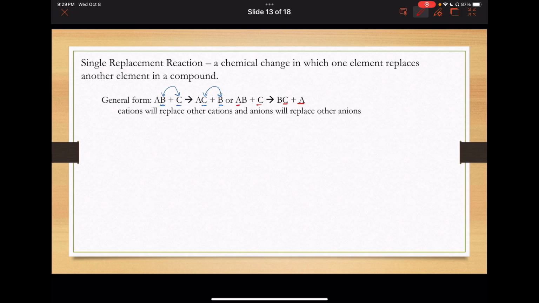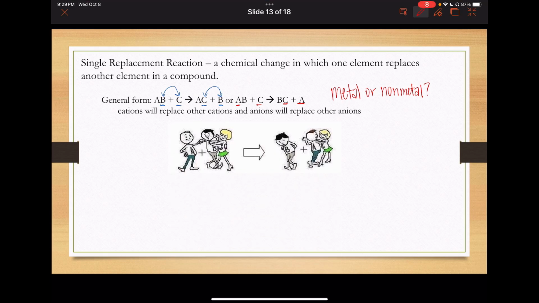This is not a good representation of it, but pretty much the way that you determine what's going to switch with what is the element by itself. You need to determine whether it's a metal or a non-metal. So this is the question you need to ask yourself: is it a metal or a non-metal? If the element by itself is a metal, you're going to switch it with the thing that's in the front. If it's a non-metal, you're going to switch it with the thing that's in the back, or the second thing.